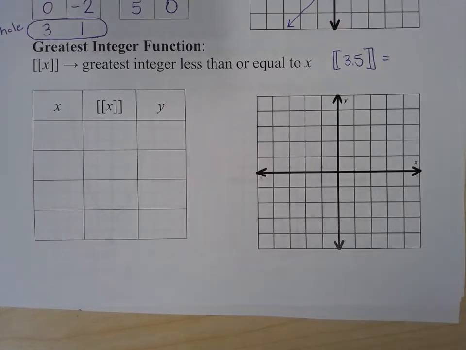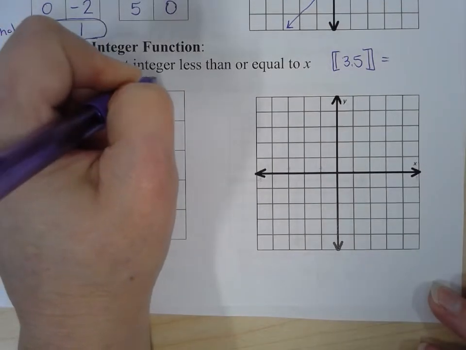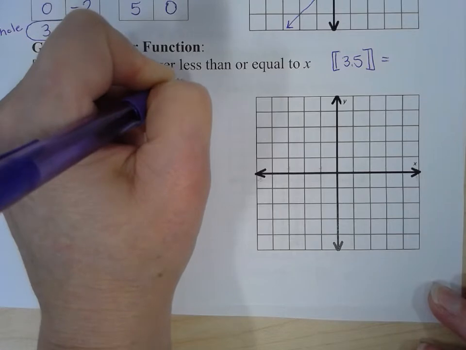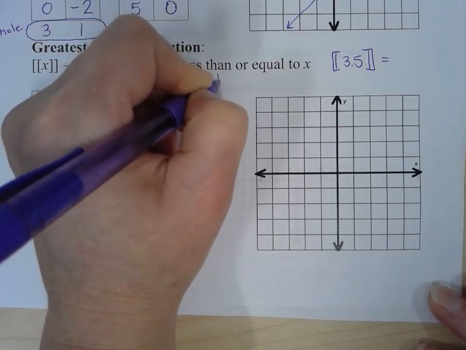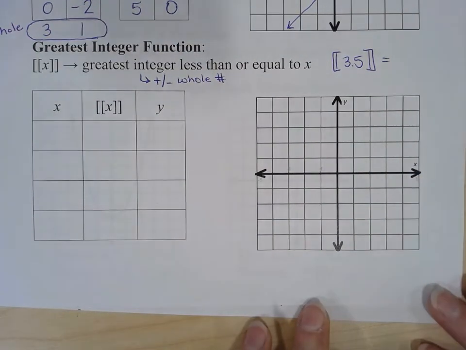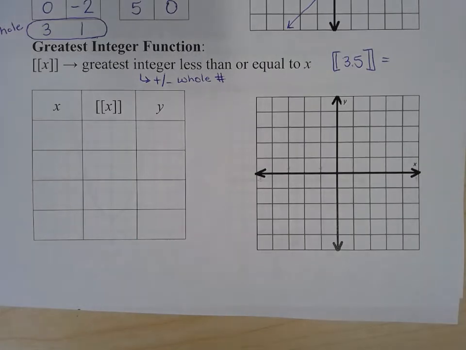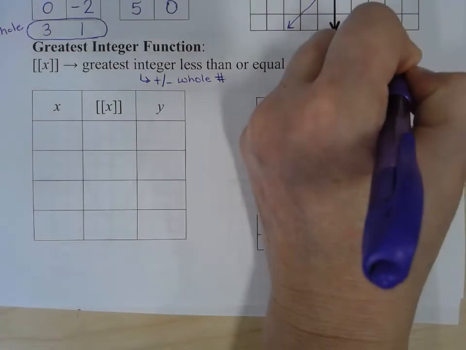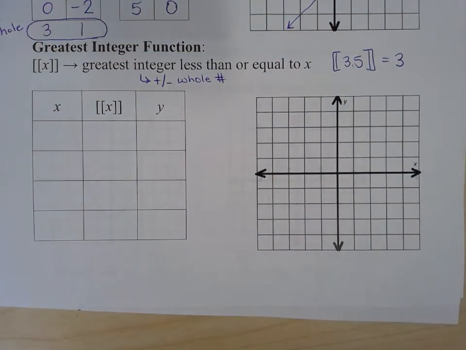Remember, an integer is a positive or negative whole number. It's not a fraction, right? So it's less than or equal to. This is not a whole number, so the nearest whole number less than 3.5 would be 3. And that creates a graph that's kind of special. It is a piecewise function. Sometimes it's called the step function because it does look like steps.